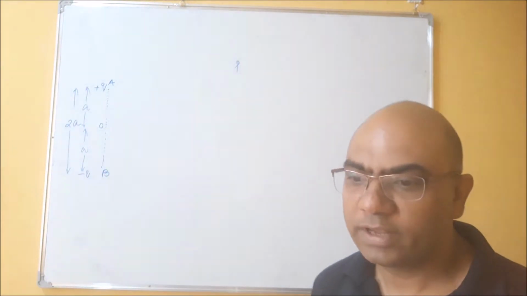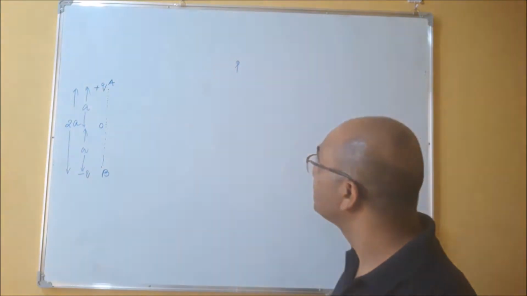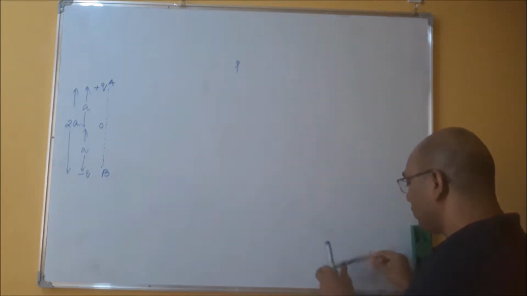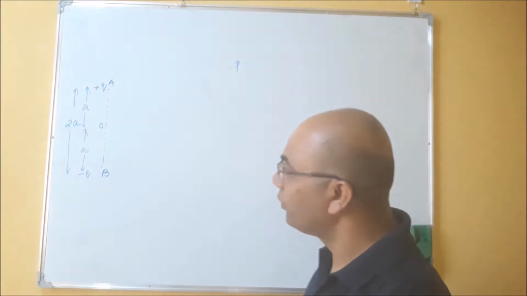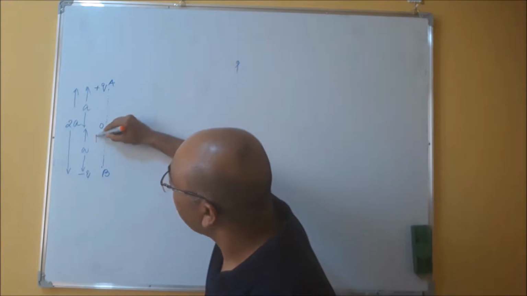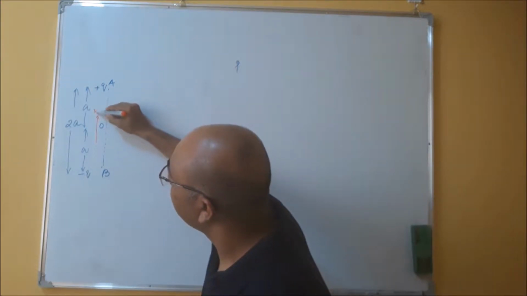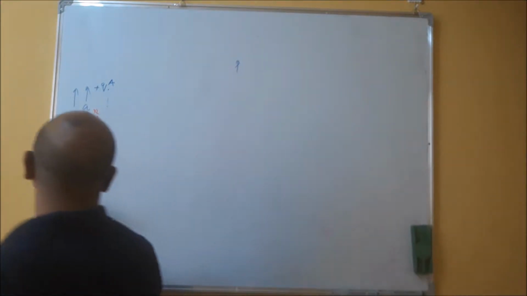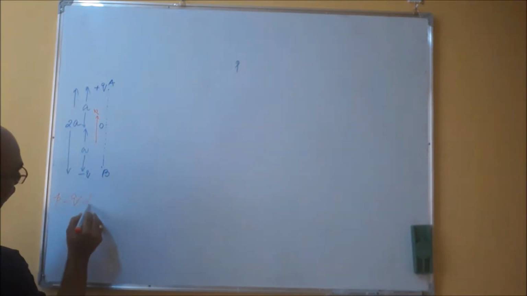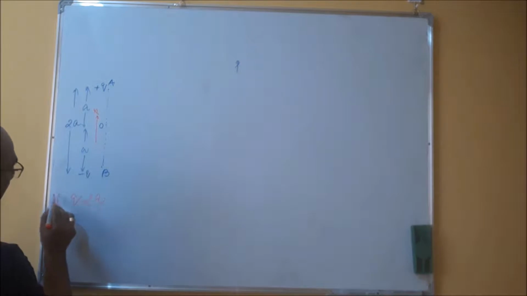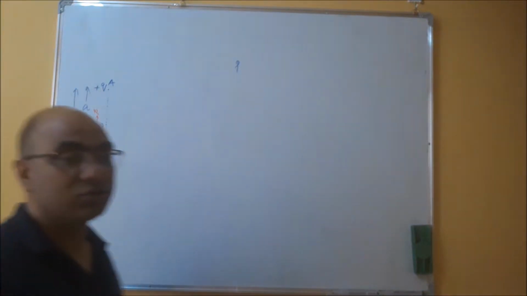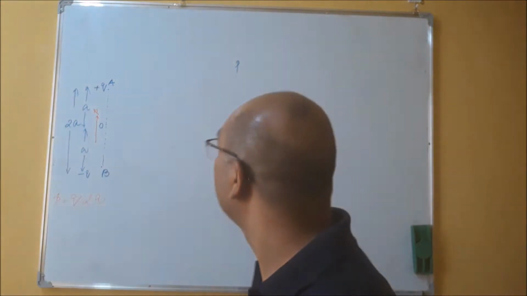How can we start? Before starting, I am revising the concept of electric dipole. This is minus q and this is plus q, so the direction of the electric dipole moment p will be from negative charge to plus charge, and the value of p will be q into 2a.